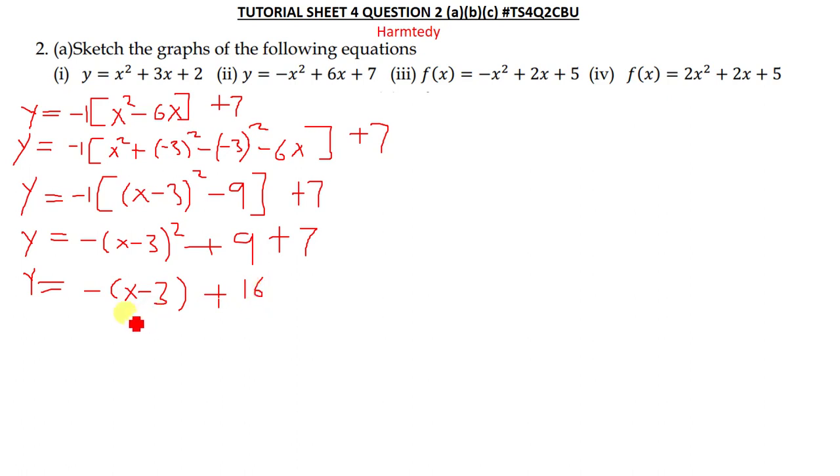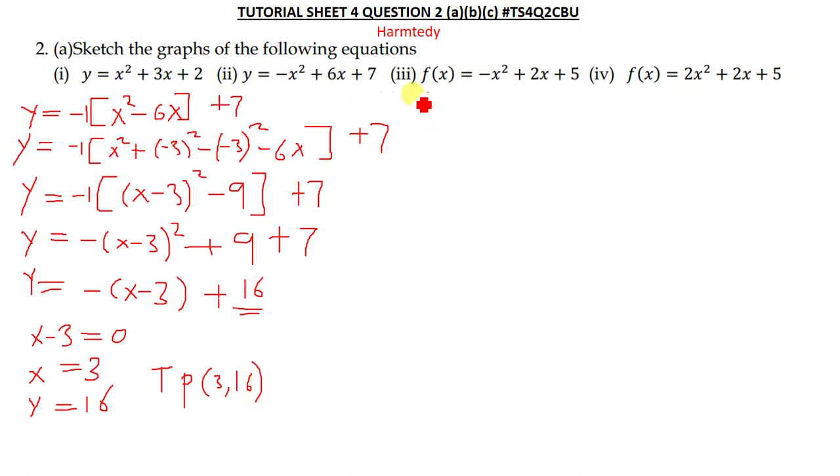So now, to get the turning point from this expression, the value of x at the turning point, you get it by equating x minus 3 to 0. So when you equate this to 0, you get x being equal to positive 3, and then the value of y at the turning point, you just get this part, so y is just going to be 16. So our turning point in this case is just going to be (3, 16).